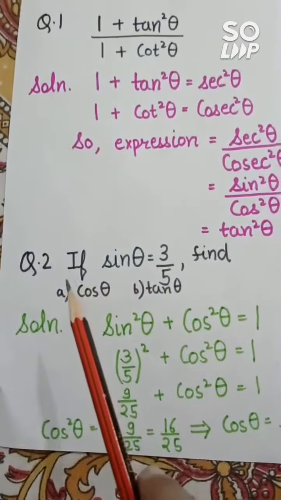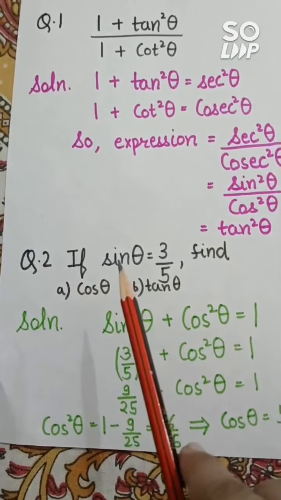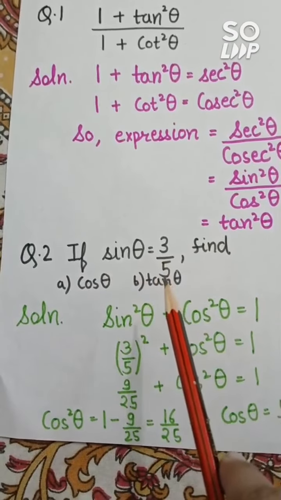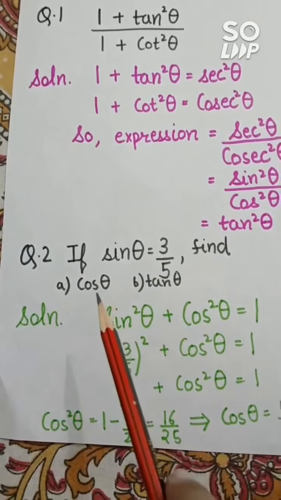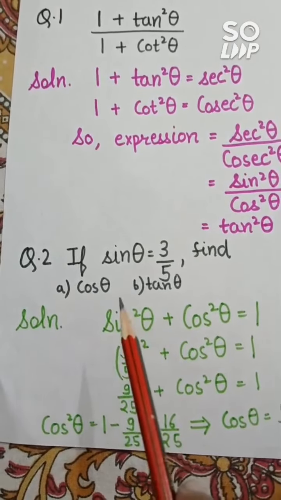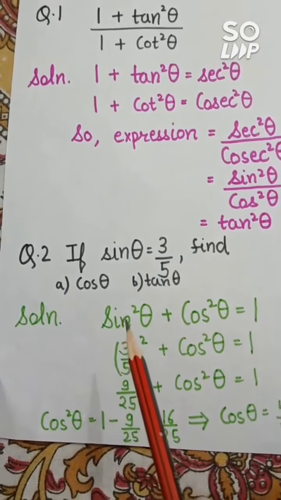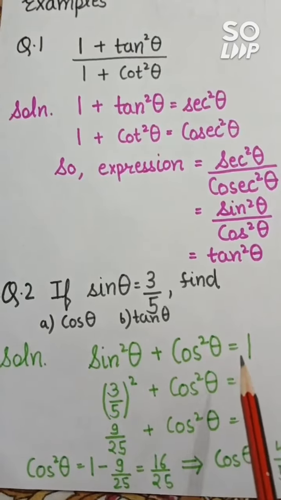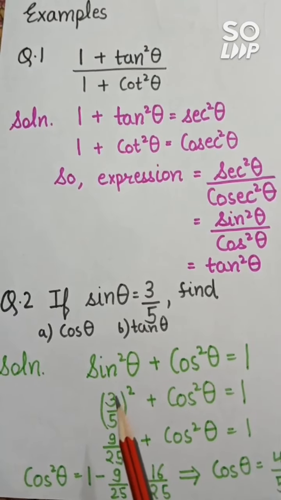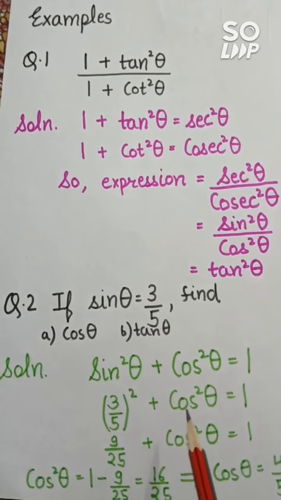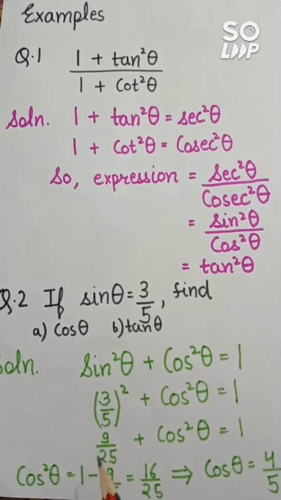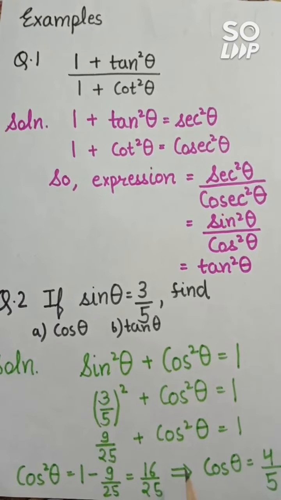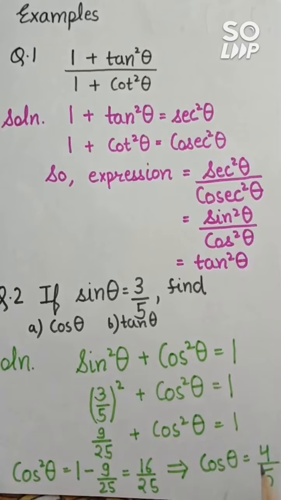Now let's take a different example. In this example, we have been given the value of sin theta, that is 3 by 5, and we have to find values of cos theta and tan theta. Let us first find the value of cos theta. Now we know the identity sin square theta plus cos square theta is equal to 1. We have to put the value of sin theta which is given and solve this equation. On solving, we will get the result cos square theta is equal to 16 by 25, which implies cos theta is equal to 4 by 5.